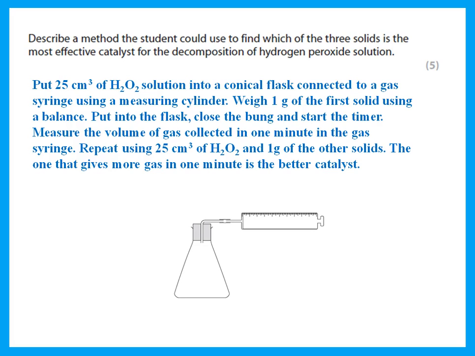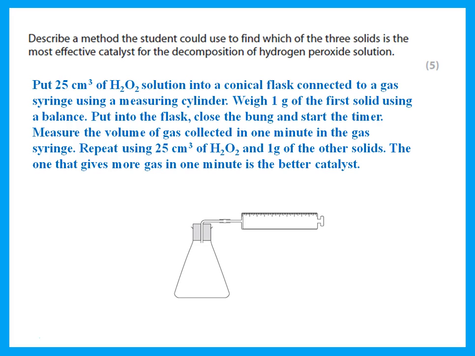So usually when we have three catalysts and I'm trying to find out which one is the better one, I put a certain amount of the solution into the conical flask connected to a gas syringe using a measuring cylinder, because he mentioned measuring cylinder and you have to tell him what you're using it for. Weigh 1 gram of the first solid using a balance. He mentioned that. Put into the flask, close the bung. Remember, the bung is that thing we close the mouth of the flask with, and start the timer, because he said we are going to use a timer.